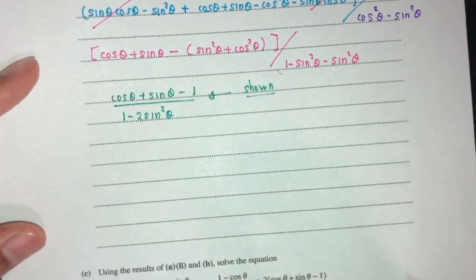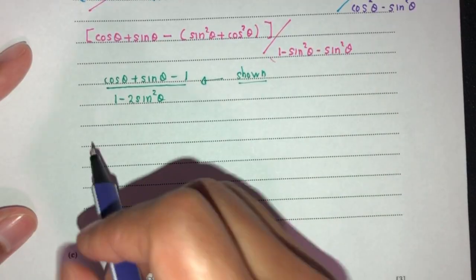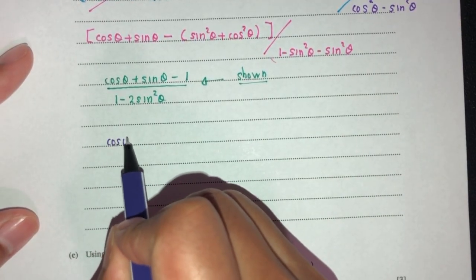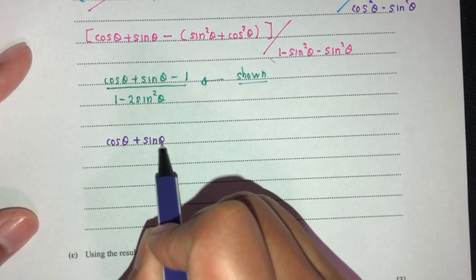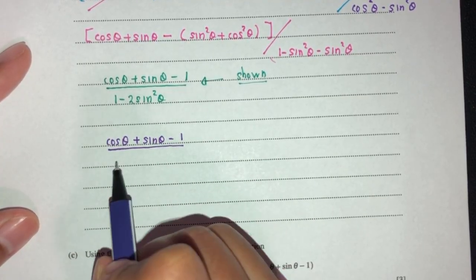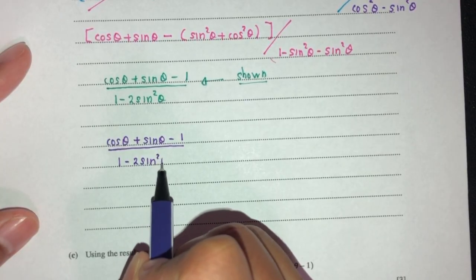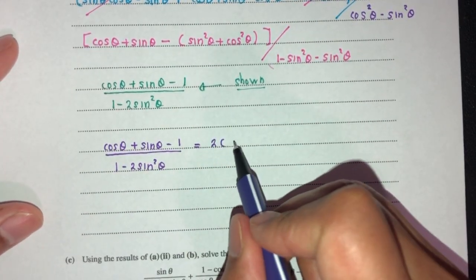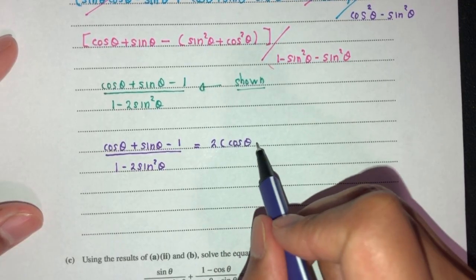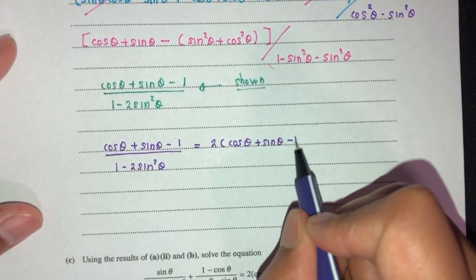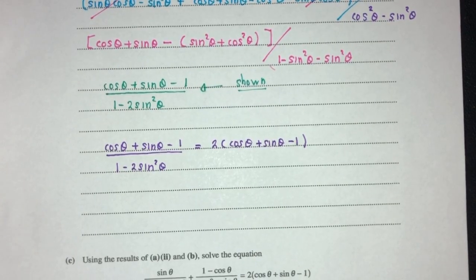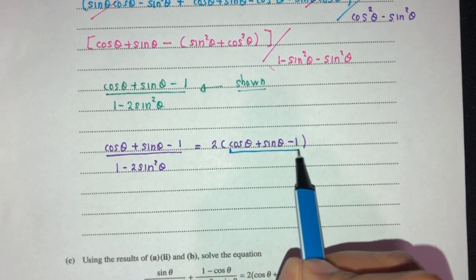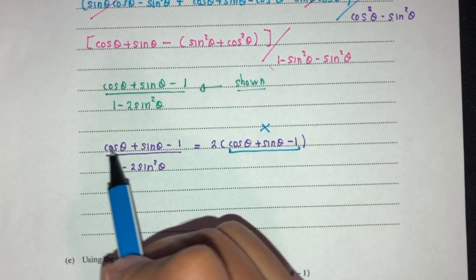So let me continue here for more space. So right now I have cos theta plus sine theta minus 1, over the value over here, it is 1 minus 2 sine square theta, is equal to, this one is 2. Now I will not expand this. That will become 2 cos theta plus sine theta minus 1. Now to make my life easy, let me call this whole thing here x. So this is the same as this, so this will be x as well.